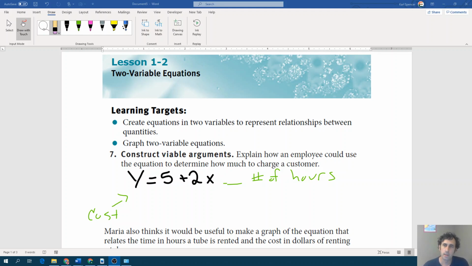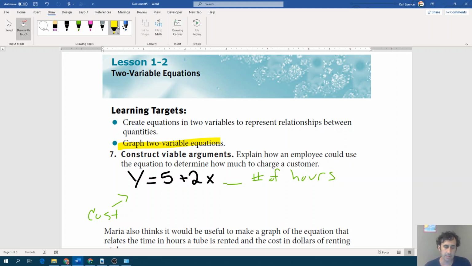Hello and welcome back. Today we'll be again looking at lesson two within Unit One. This is going to be the second part to two variable equations. And today specifically, we're going to be looking at can we graph one of our equations? Can we graph an equation in two variables?